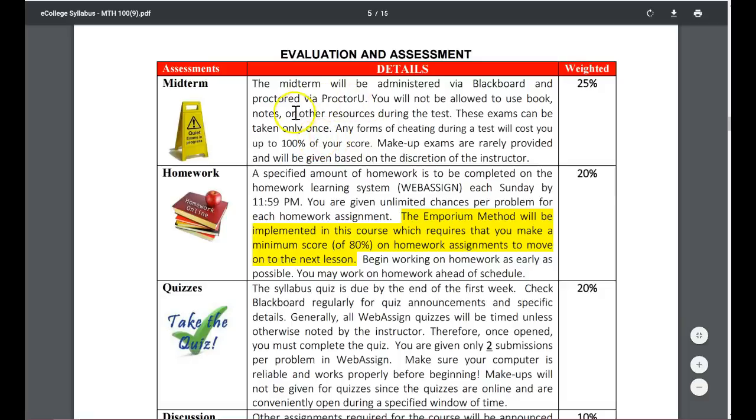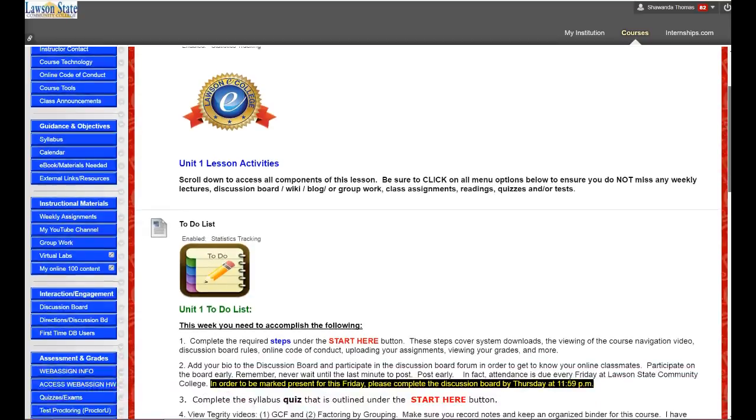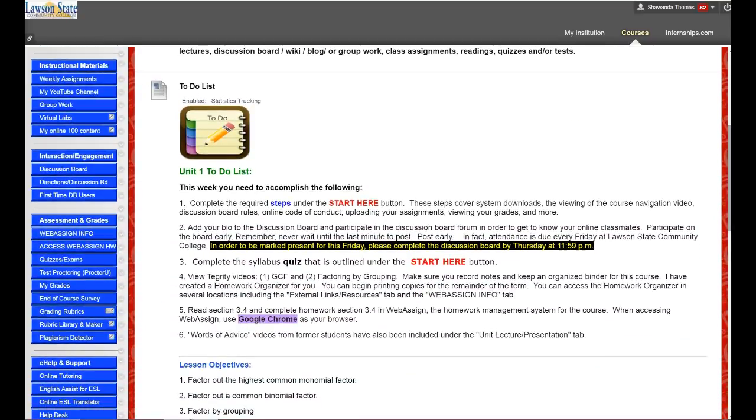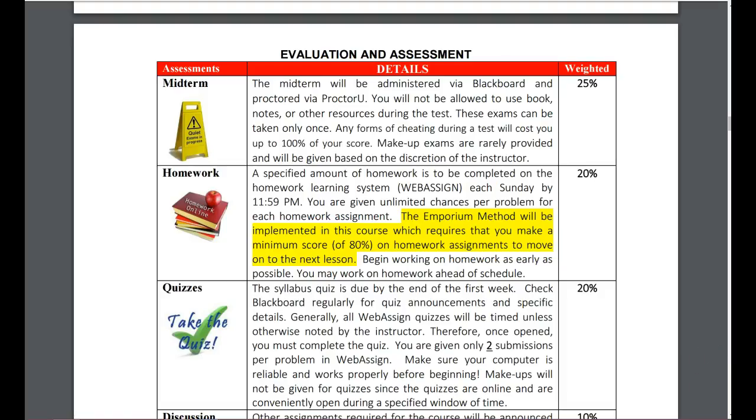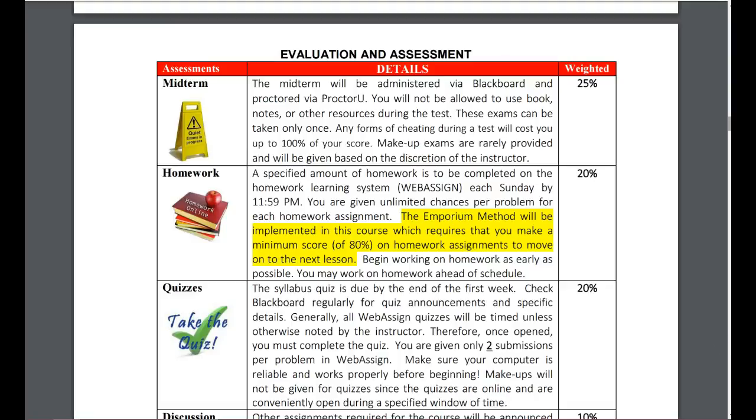So if you don't understand how ProctorU works, that information can be found under the ProctorU tab. You would go to the Test Proctoring ProctorU tab, which is under Assessment and Grades, if you want to know what equipment you need in order to sign up for ProctorU and have a test proctored correctly. Your homework is worth 20% of your grade.